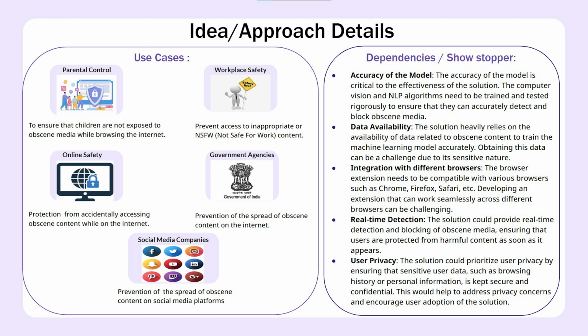The dependencies or showstoppers are accuracy of the model. The accuracy of the model is critical to the effectiveness of the solution. Data availability. The solution heavily relies on the availability of data related to obscene content to train the machine learning model accurately.